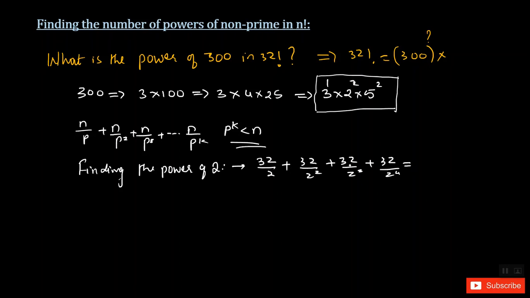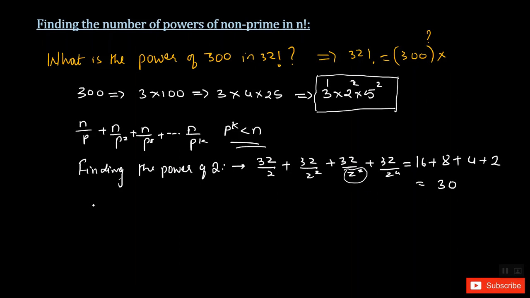So 32 divided by 2 is 16, plus 32 divided by 4, because 2 square is 4, is 8, plus 32 divided by 8, since 2 cube is 8, we get 4, plus 32 divided by 16, it's going to be 2. So add all that up. 16 plus 8 is 24, 28, 30. So the power of 2 we are getting here is 30.